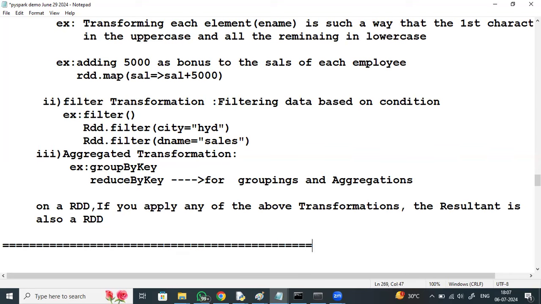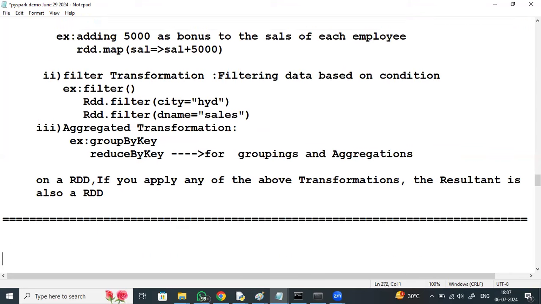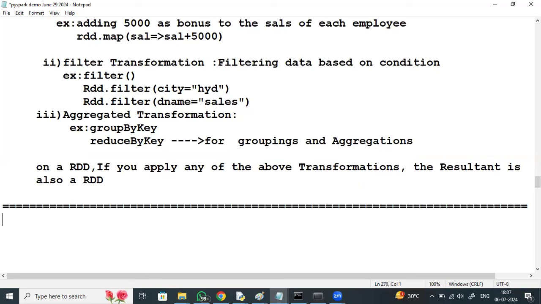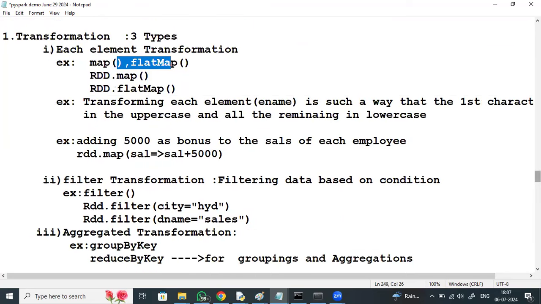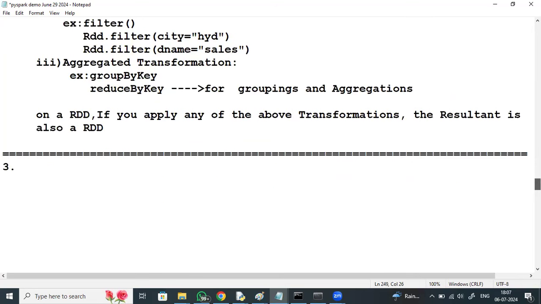Up to now, transformations on an RDD give an RDD only. Second thing is actions. I was saying that in Spark we have inbuilt transformations and actions. Just now I gave some categories but I didn't discuss any of them. Map is one transformation, flatMap, filter, groupByKey, reduceByKey. In this way, Spark provides many inbuilt transformations. In the same way, many inbuilt actions are there.